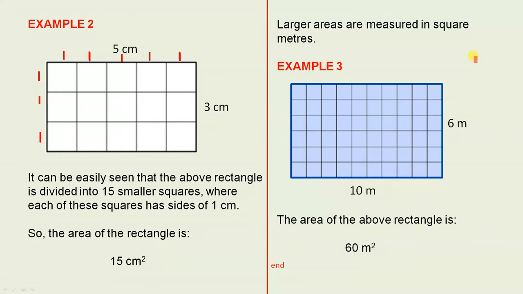Larger areas are measured in square metres. So let's look at this example. Here is a rectangle which is 10 metres long and 6 metres wide. So for example, each of these measurements going all the way along, we have 1 metre, we just continue along. Each of these measurements here, we also have 1 metre, and we just continue along. So when we count all those squares up, the area of the above rectangle is 60 square metres.